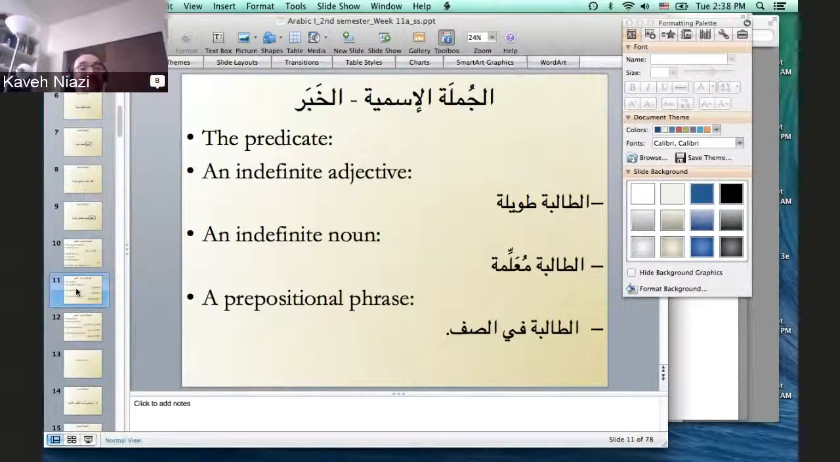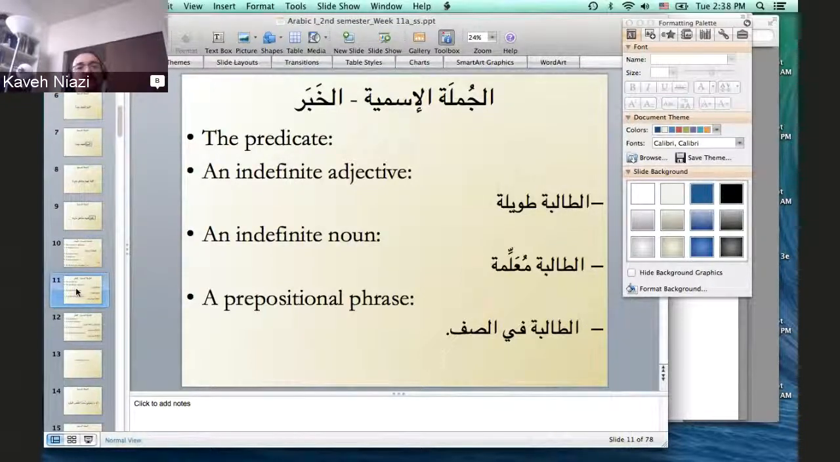It could be an indefinite noun. At-taliba mu'allima. I mean, kind of a strange sentence. At-taliba mu'allima. The student is a teacher. You know, every student a teacher, every teacher a student. Have you heard that saying? Every student a teacher, but this is not that. This just says at-taliba mu'allima. The student is a teacher, right? So these are various forms of the khabar, or the predicate.